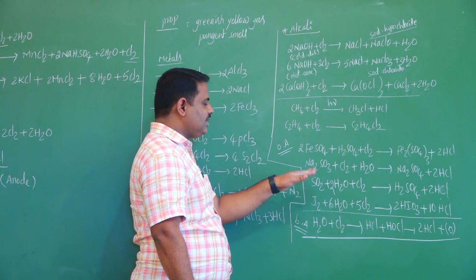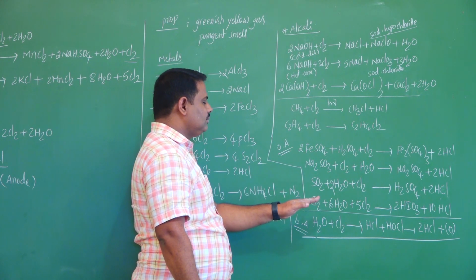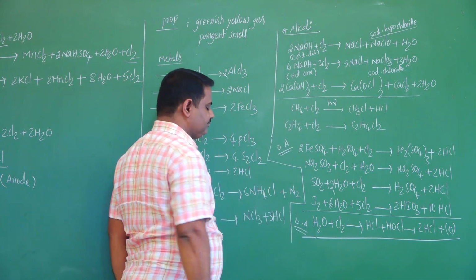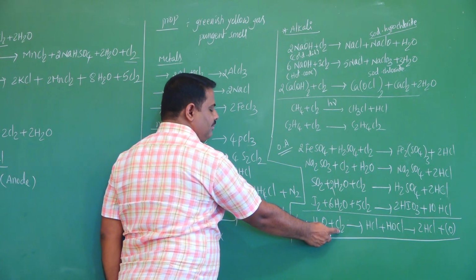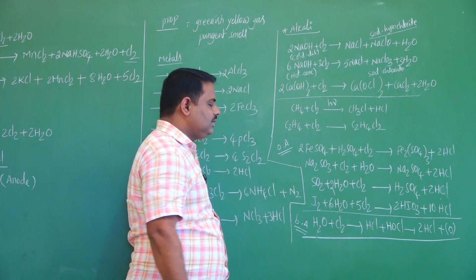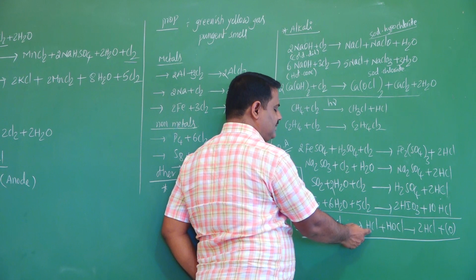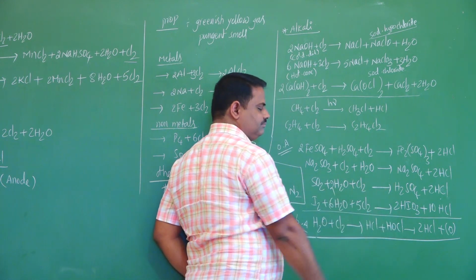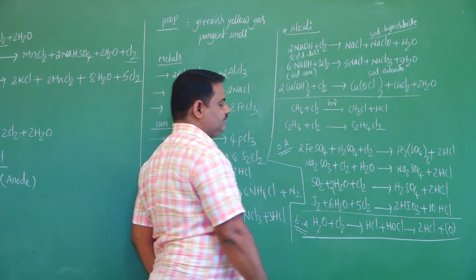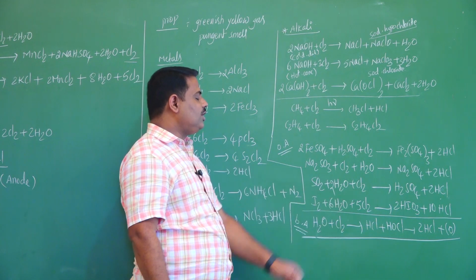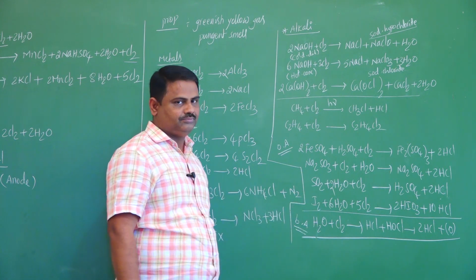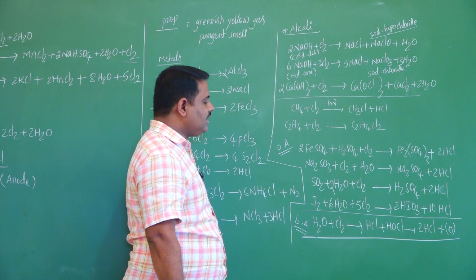Here chlorine undergoes reduction, but it oxidizes others. Now at last, chlorine behaves as a bleaching agent. When chlorine is added to water, then we will get a mixture of hydrochloric acid and hypochlorous acid. Later this hypochlorous acid gives nascent oxygen. Because of that nascent oxygen, it will change the color of any given matter. That's why this is called a bleaching agent.